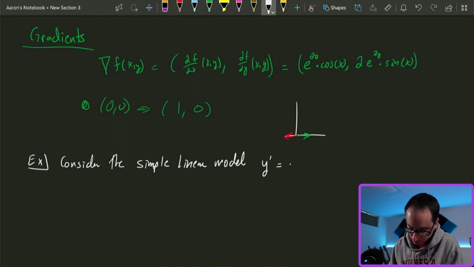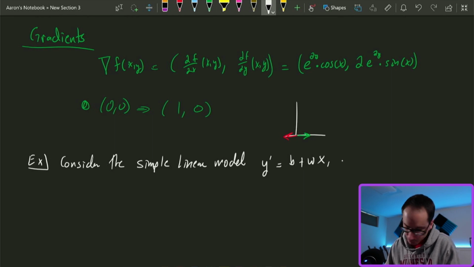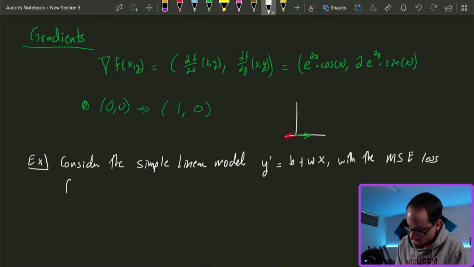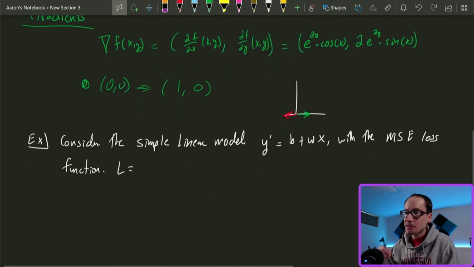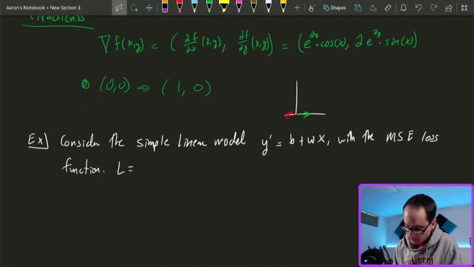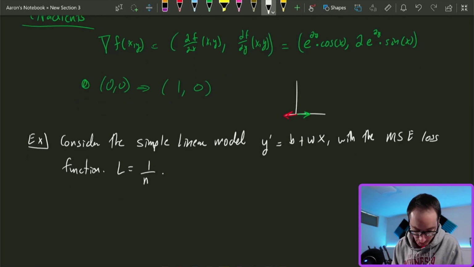Simple linear model. So y prime is our predicted values: b plus wx, with the mean square error loss function. So if we're going to use the mean square error loss function, I'm going to say L is our loss. The mean squared error loss function is 1 over n. We'll take the squared errors.